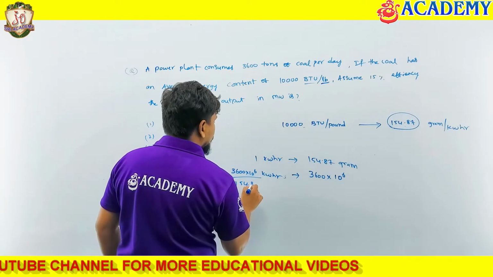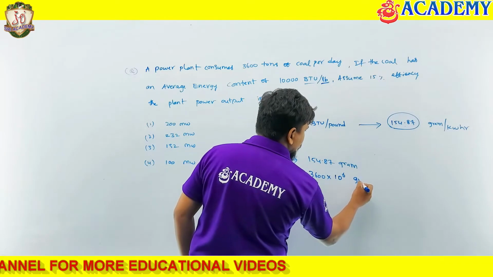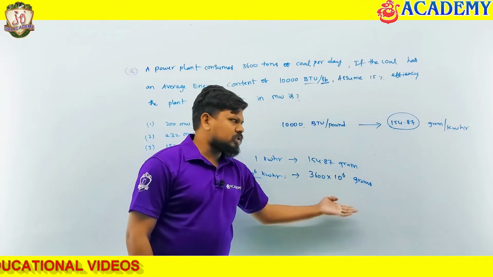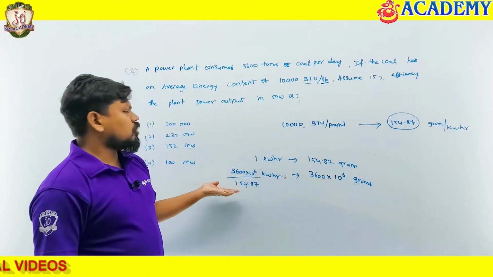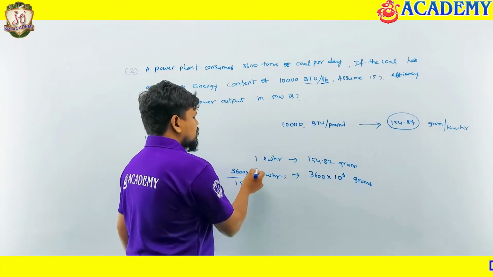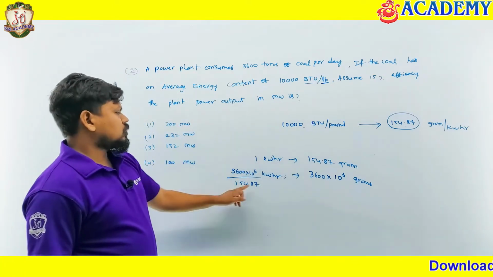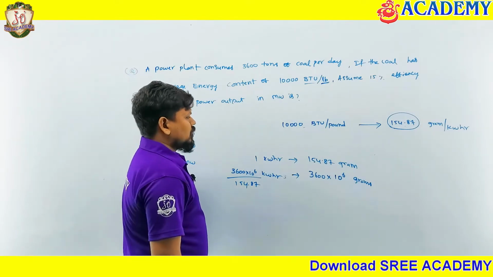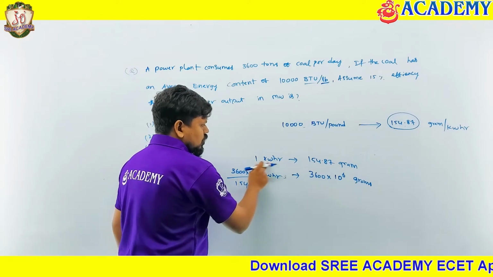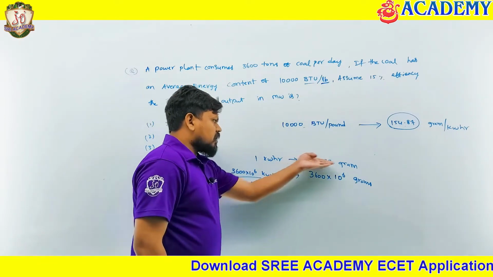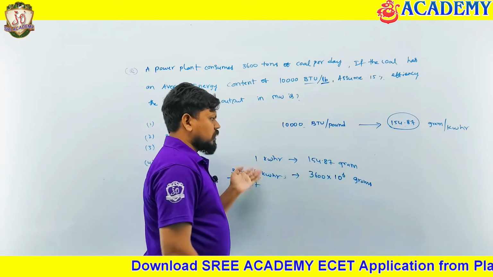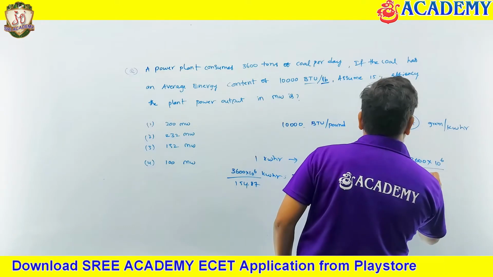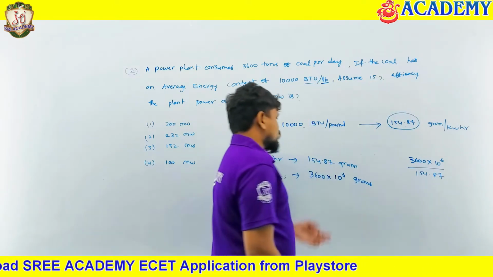Understanding, right? 154.87 grams gives 1 unit. Because 3600 tons means 3600 into 10 power 6 grams in total, the energy you will get is 3600 into 10 power 6 divided by 154.87. Like this we have to understand. Otherwise we can do it normally: whenever the coal doubles or triples, you can calculate it. So 3600 into 10 power 6 divided by 154.87, this we can calculate.